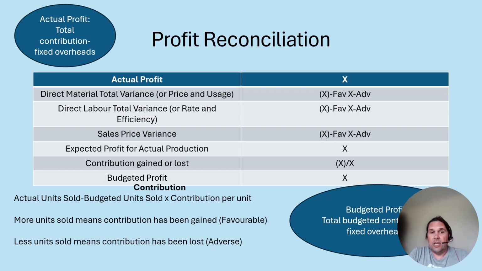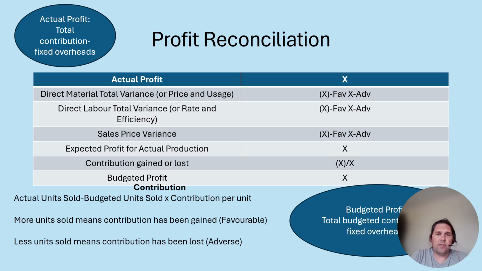So the actual profit is normally given to you, but if it wasn't, you do your total contribution, take away your fixed overheads. Budgeted profit would be total budgeted contribution, take away fixed overheads, and you might need to calculate that. So I might give you the figures to work out CPU, and then you go from there. If you look at the next question, it does that. And then what you do is you have your variances, and then you compare the actual to budgeted profit.